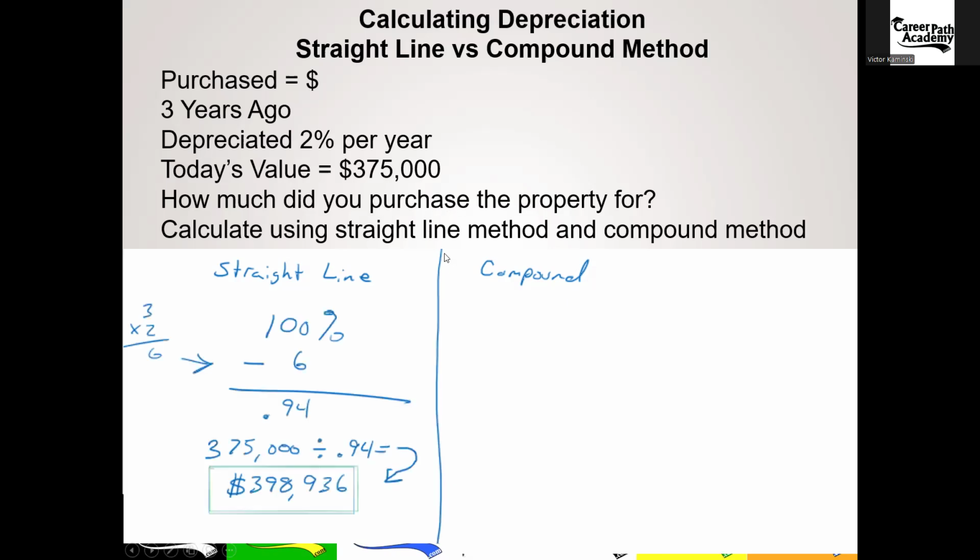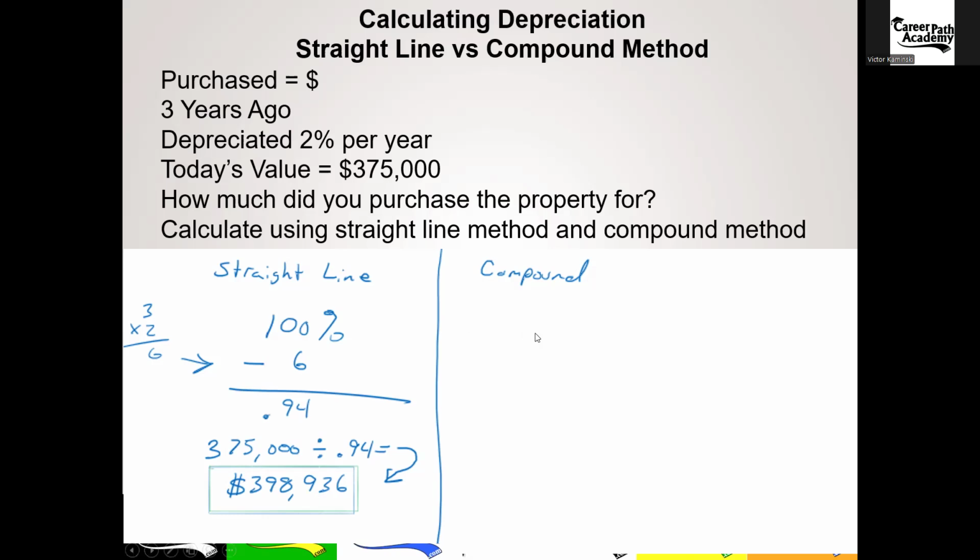So let's take a look. That's what you got? Yes, after I divided it. There you go. So first step, number of years multiplied by depreciation rate, and then subtract from 100 because it depreciated. And then you're going to divide that into today's value to figure out how much you bought it for 3 years ago using the straight line method.